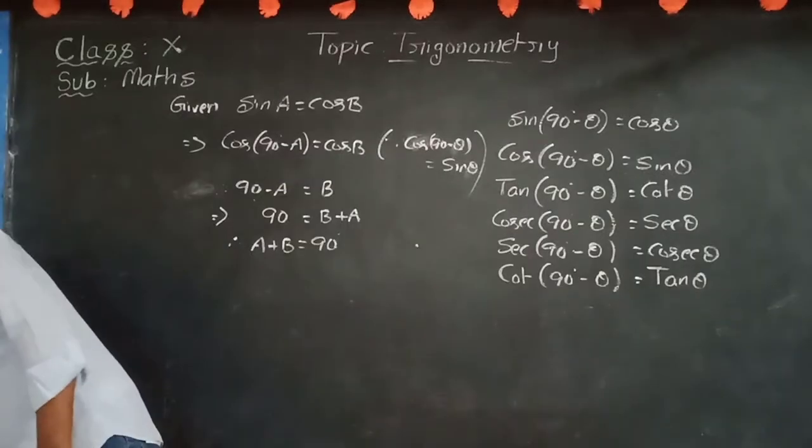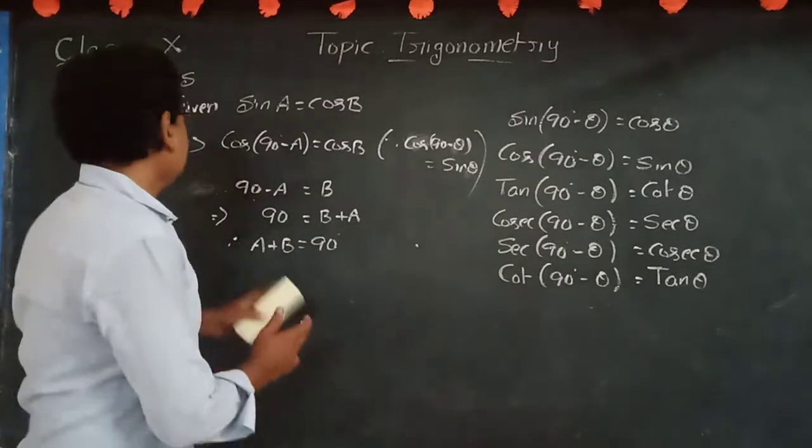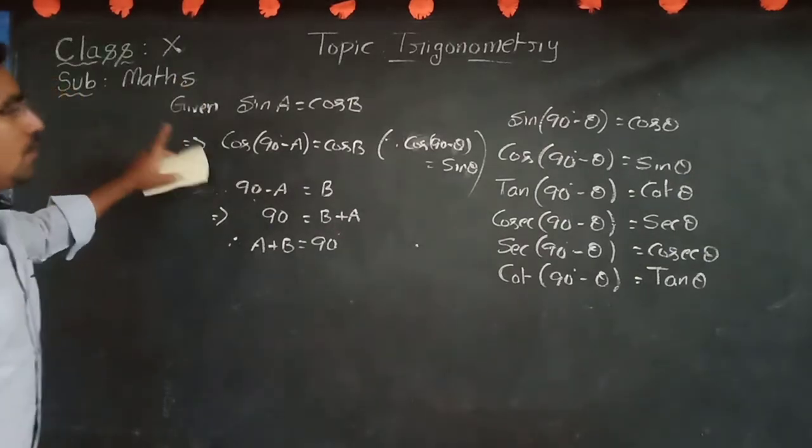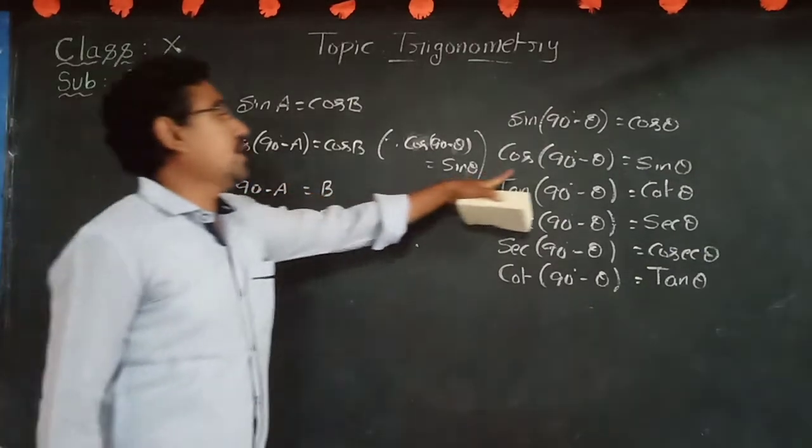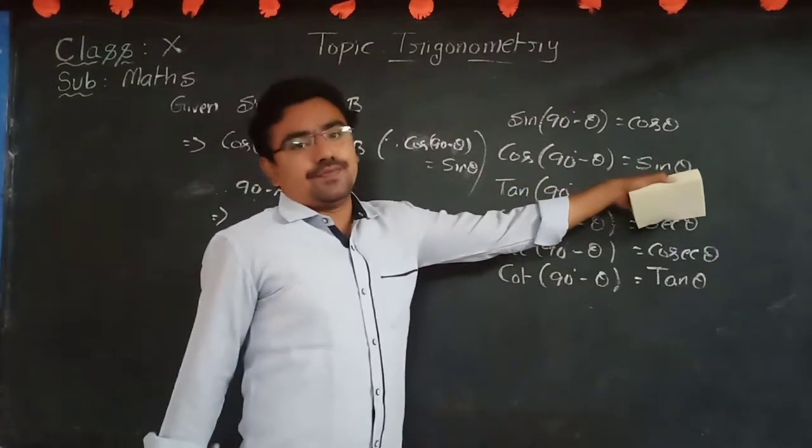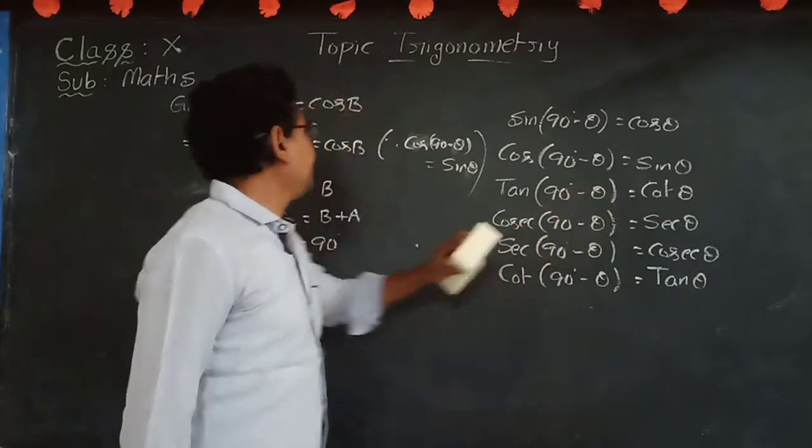See one more problem like this. How can we do it? Rishmalathi, what is the trigonometric ratio? Cos of 90 minus theta equals sin theta. Okay.